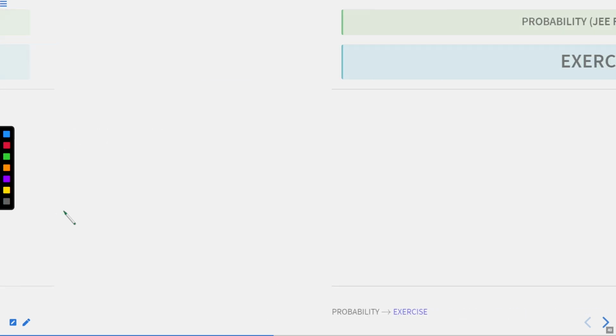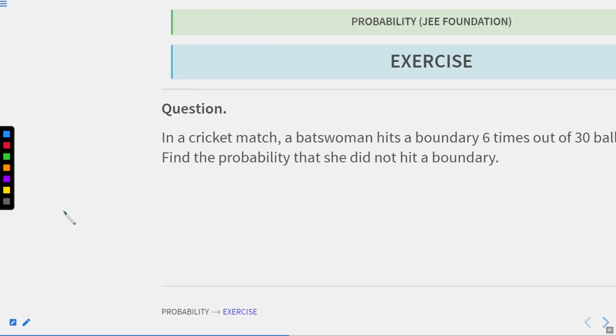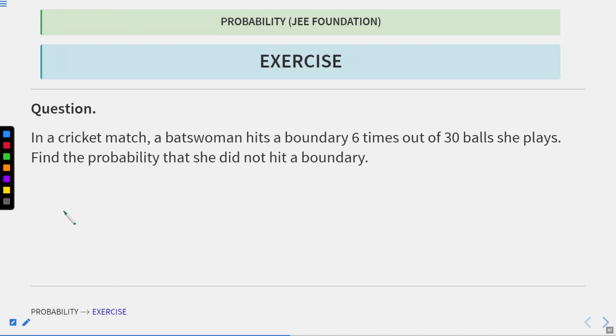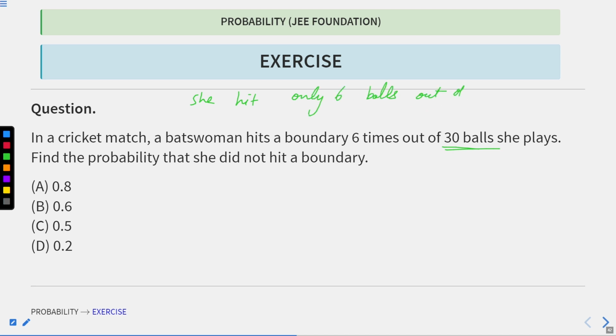Let's move to next. Okay, so in a cricket match, a batswoman hits a boundary 6 times. Out of 30 balls, she hit only 6 balls. So this means in my sample space, the total number of outcomes is 30. And okay, this is clear.